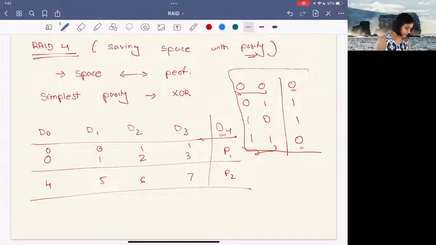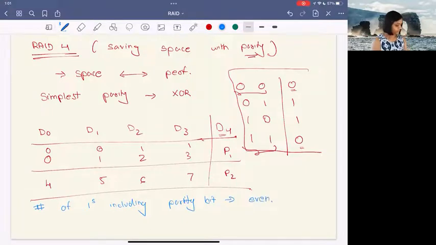Let's make some space to write here. So we count the number of ones, including the parity bit, and this number must be even. This is how we can compute, and this is how we can reconstruct. The good thing about XOR is that the reconstruction can be done using just the same XOR logic.